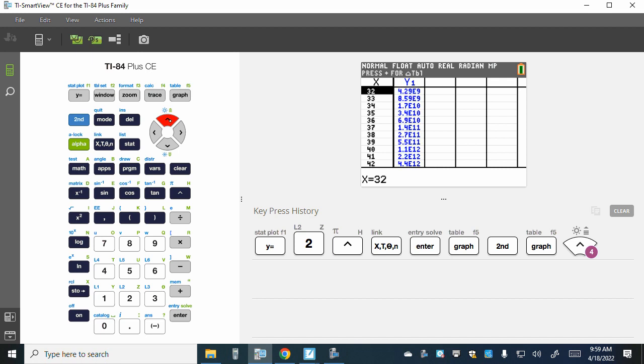Okay, it's going to be easier to use the arrows than it is to try to type this on the, getting closer.